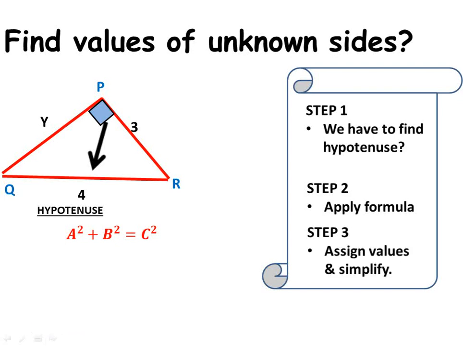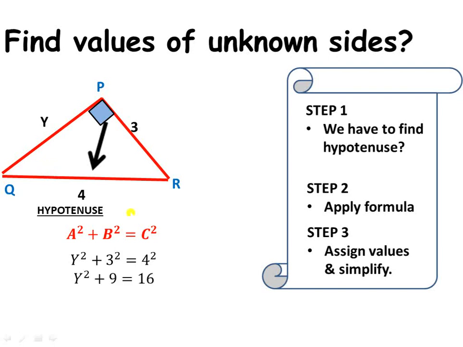And step 3 is assign values and simplify. So here the hypotenuse is this 4. So C is replaced by 4. And now it's my choice whether Y is taken as A or B, or 3 will be taken as A or B. It's my choice. So here I'm going to take Y as A. So Y square plus 3 square equals 4 square.